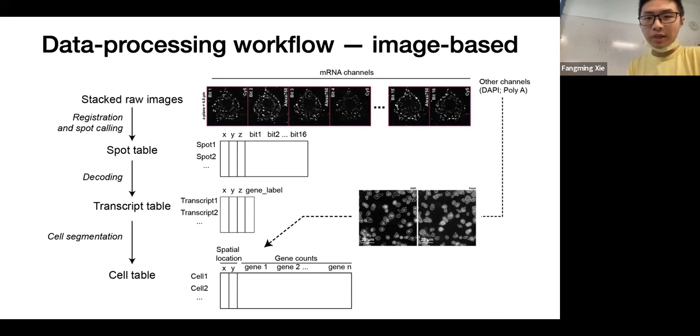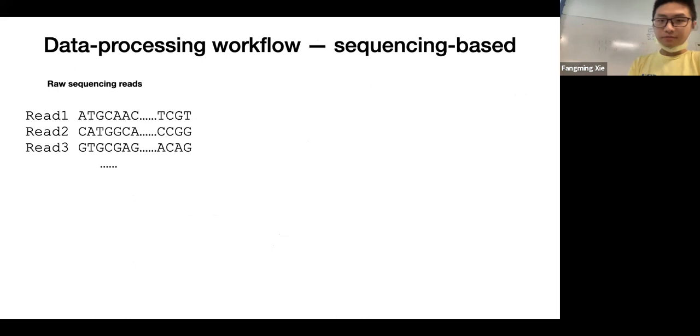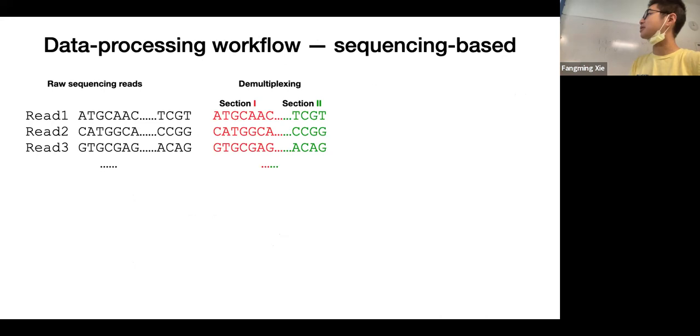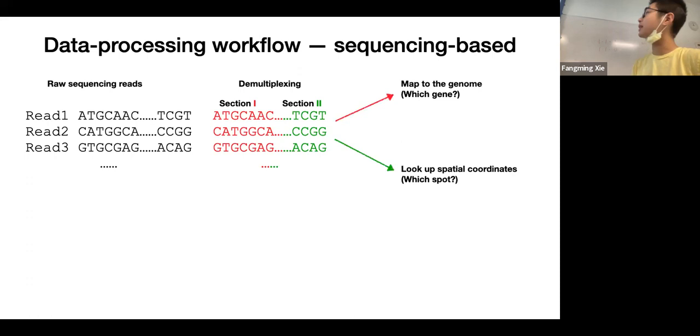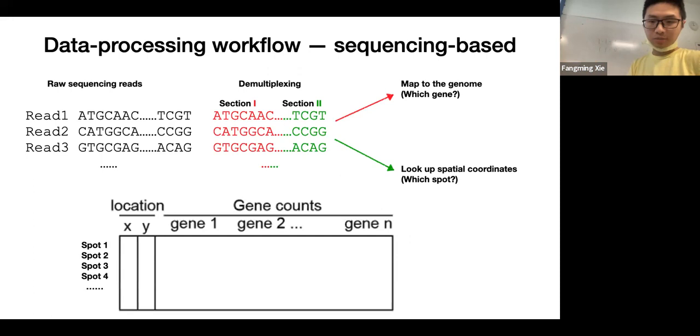How about sequencing-based methods? The raw data is also imaging, but it's images inside the sequencing machine that they never show you and no one looks at. The raw output from the sequencing machine is a lot of sequencing reads, a lot of letters, ATGCs. Each read, you need to demultiplex, because each read has two sections, each containing different information. One section can be mapped to the genome to know which gene it belongs to. For the other section, you look up the spatial coordinates, because you have them already in Slide-seq, if you remember. So you know which spot it belongs to.